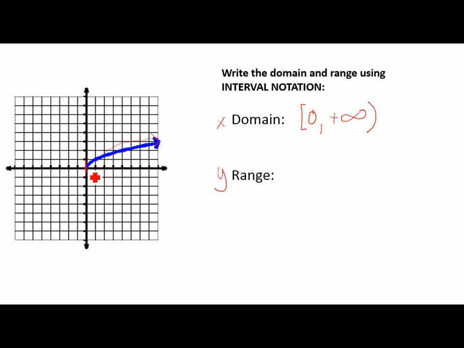Then range is the y values. The lowest y value I have is also at 0. And I'm going to bracket that one. The highest y value we would have, if this thing keeps going on forever and ever, that y value is just going to keep increasing. So we would say that one also goes to positive infinity. So describing domain and range from a graph means that we're looking at those x and y values and describing that interval. And this is new, interval notation, but we've introduced it earlier this year, so it sort of looks familiar, hopefully.